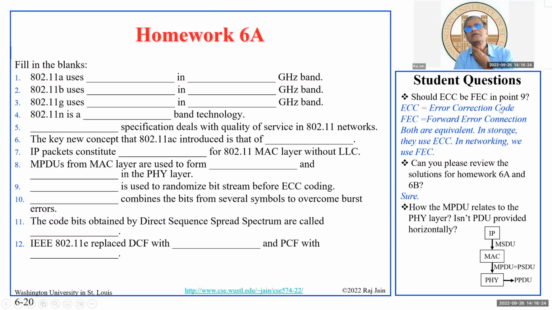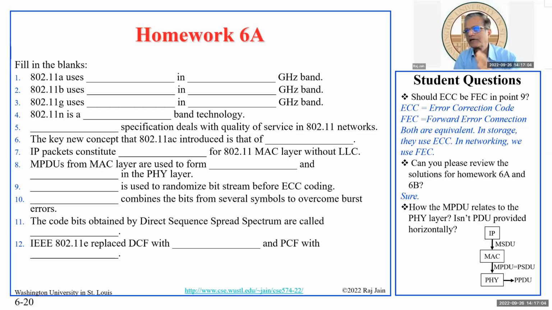Next. So the ECC, FEC in point 9. Right. Should it be forward error correction or error correction coding? Both are the same, by the way. ECC is FEC. Both are equivalent, but for 2 different communities. Storage people will never call it FEC because they don't forward anything. They just do ECC. If you buy a memory, it comes with ECC. The network people don't store anything. We just forward things. So we call it FEC.